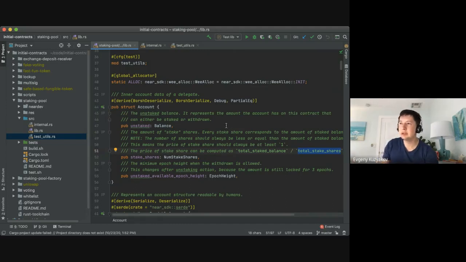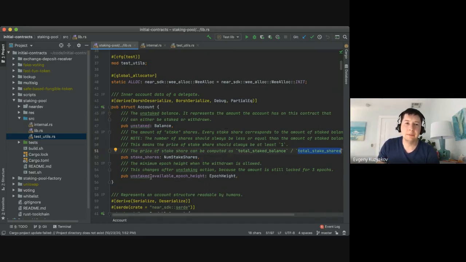This may lead to rounding errors when your yoctoNEAR balance cannot correspond precisely. That's why we have this guarantee fund of like 10 trillion or 1 trillion yoctoNEAR that will cover one extra yocto a few times.